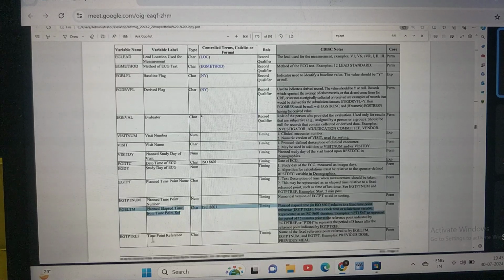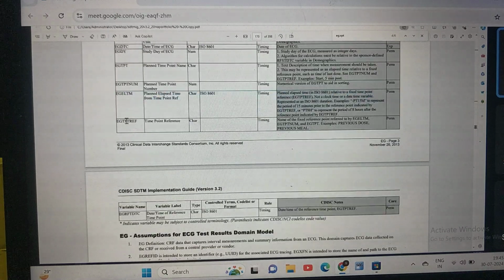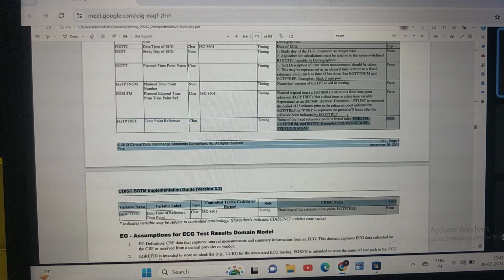Okay. And then EGTPTREF. EGTPTREF is again a particular reference point: previous dose, previous meal, RFSTDTC, any particular milestone. They will give the reference for this ECG, so that reference date will come here. Okay, so this is the ECG reference time point date.